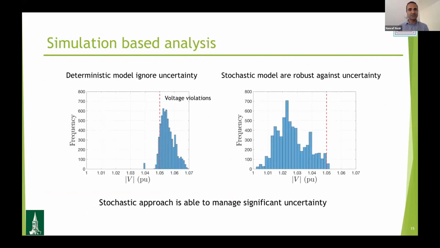So these are the simulation results that we get by comparing the results from the deterministic approach and the robust approach, where we take the uncertainty into account. You can clearly see that the stochastic approach is able to manage significant uncertainty, and the results are feasible given the probability of violation that we can choose.